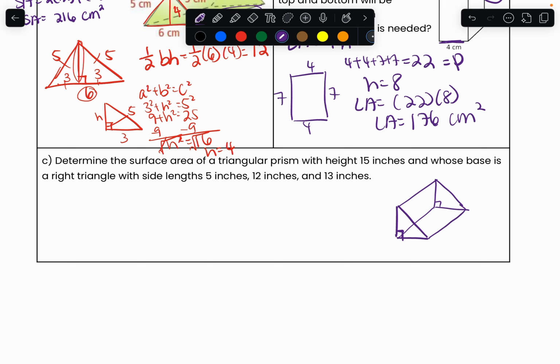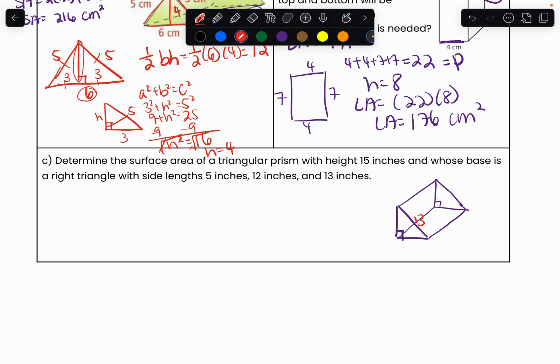Now let's label everything we have. We know the base is a right triangle with side lengths of 5, 12, and 13. With a right triangle, my longest side is always going to be the side that's across from my right angle. So, therefore, this side right here, this longest side across from my right angle, will be 13. So let me go ahead and write 13 right here.